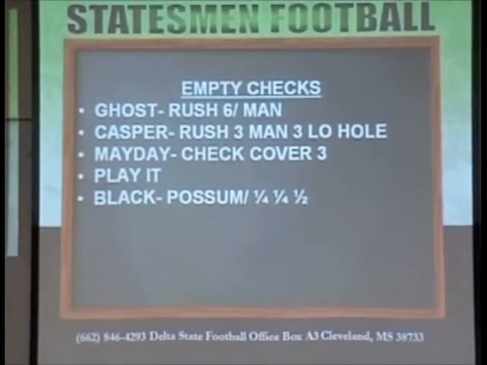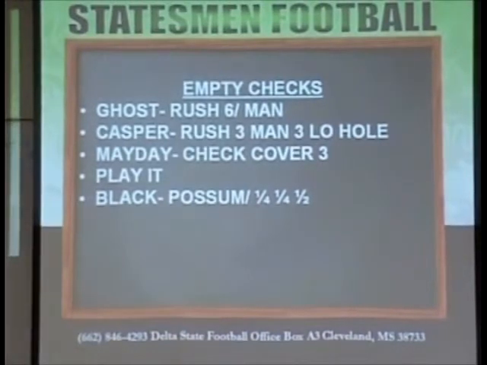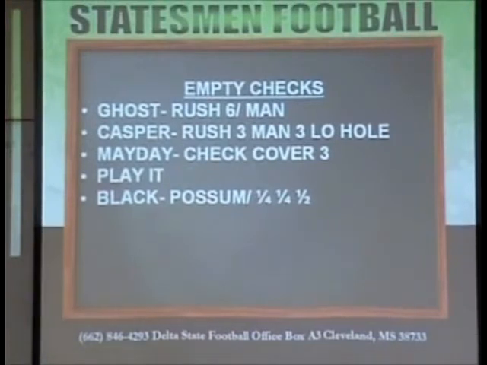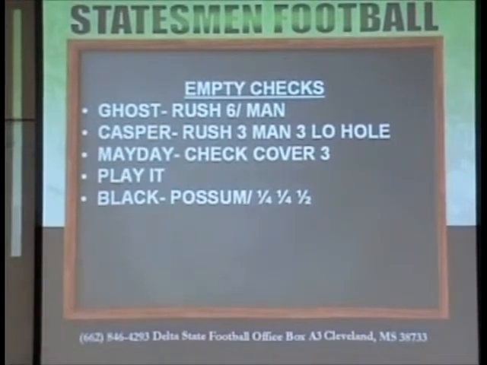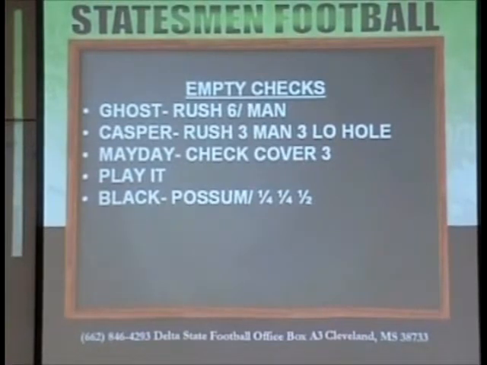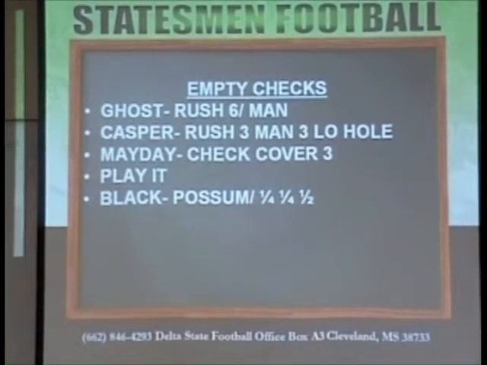Let's go to the empty checks real quick. We've got several ways to play empty. If they go empty, we can play a ghost call. A ghost call is we're going to rush 6, play straight man. They've got 5, we've got 6. So we can play that.